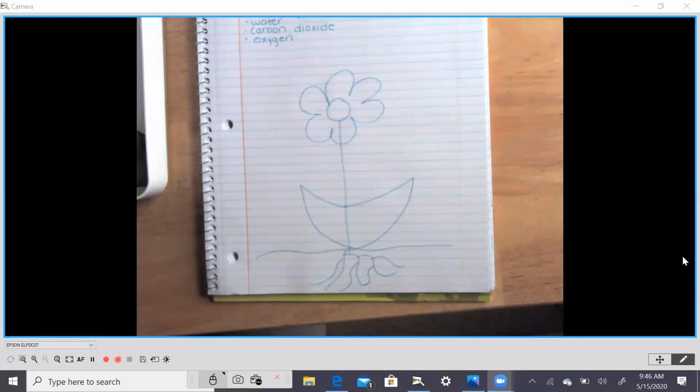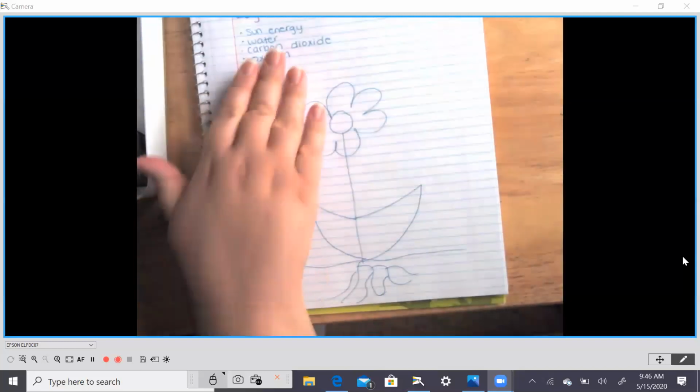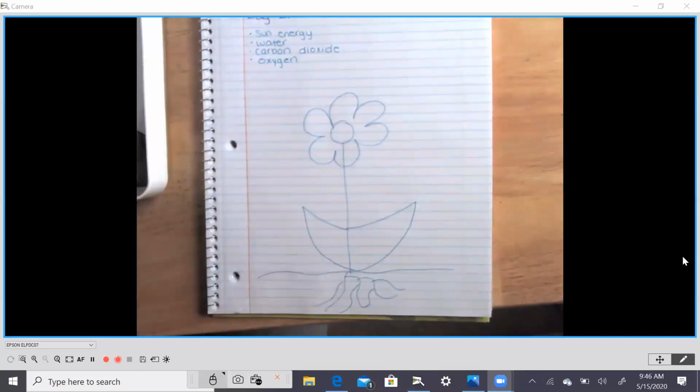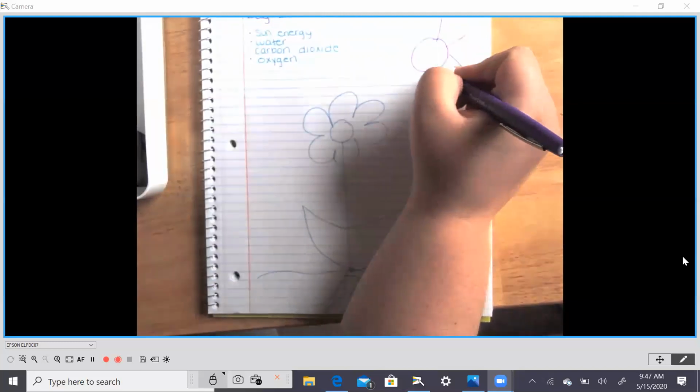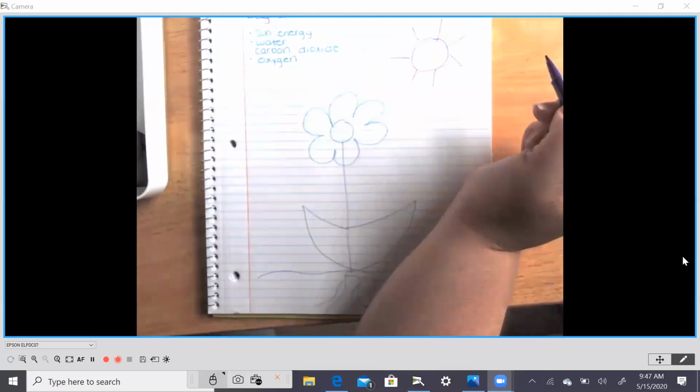Now what we're gonna do is we are gonna go and we're gonna label the pieces so that we can understand how our photosynthesis process works. Okay, so the first thing we should draw is going to be where we get our energy. Where do we get the energy to make photosynthesis in a plant? Good, the sun. So I'm gonna draw a sun right here. Obviously the sun's not purple, but that's what I have. So if you're just using a pencil, it's totally fine.